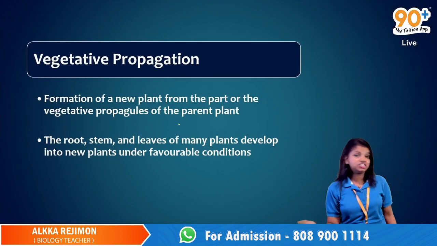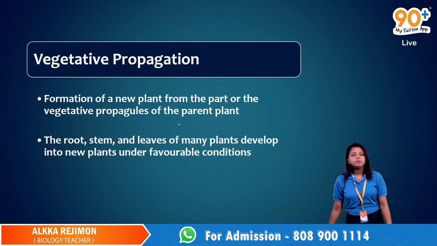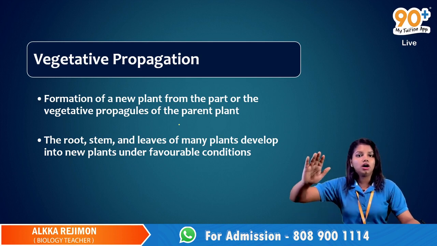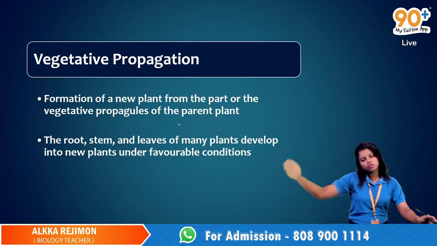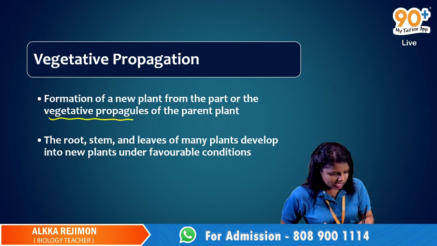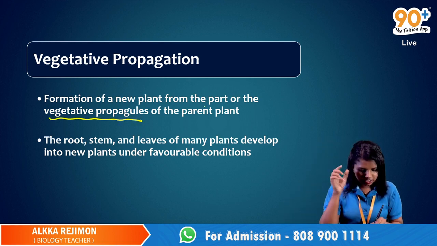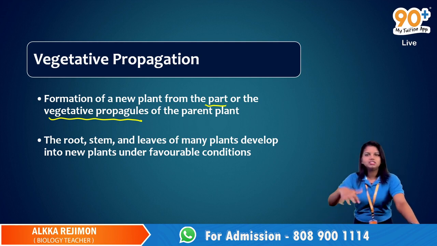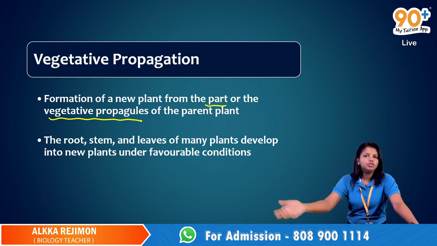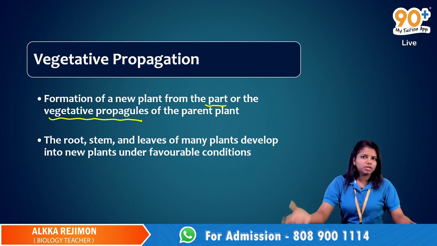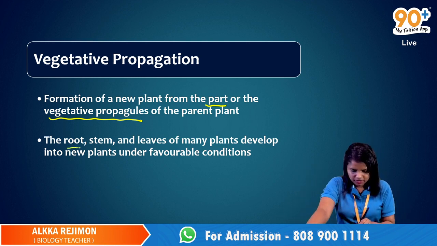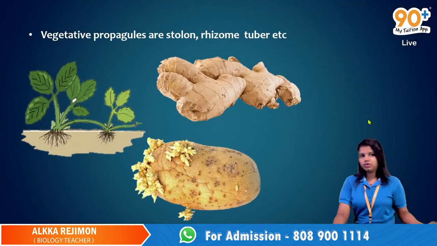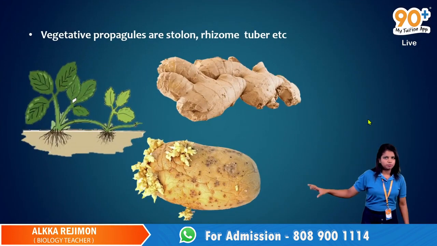Then we have vegetative propagation. Vegetative propagation is the formation of a new plant part from the part of vegetative propagules of the parent. It will be either from a vegetative propagule of the parent, or a part of the plant is getting into a new plant. So this part, this vegetative propagule, it can be a root, a stem, a leaf, or anything, several parts. Here you can see different kinds of vegetative propagules.